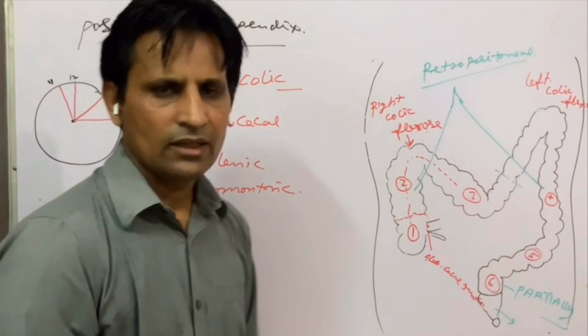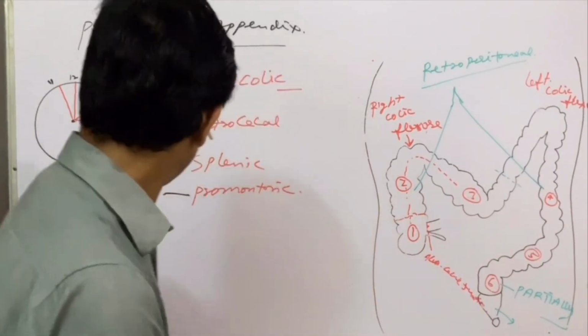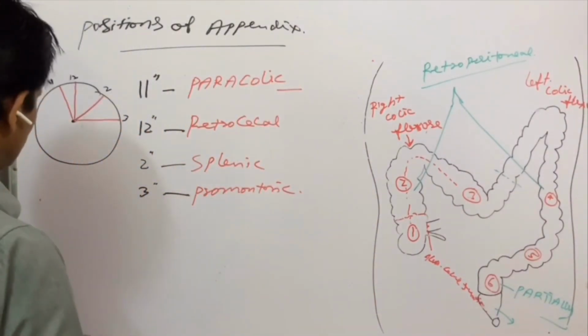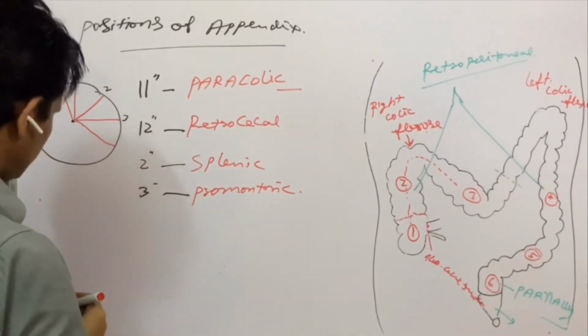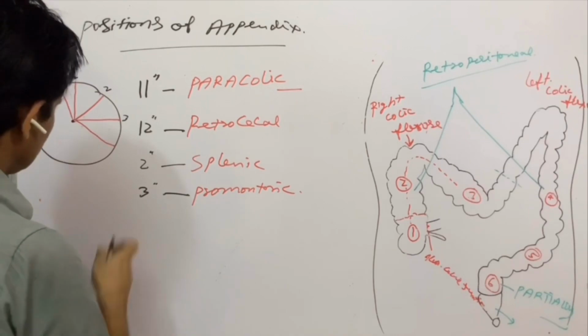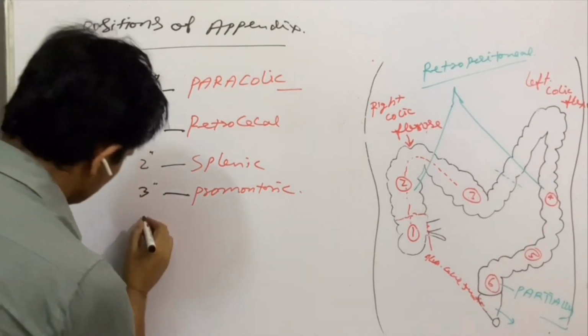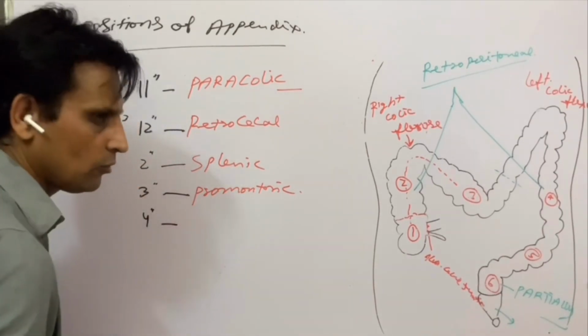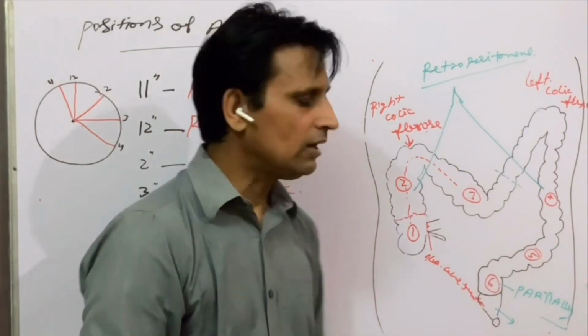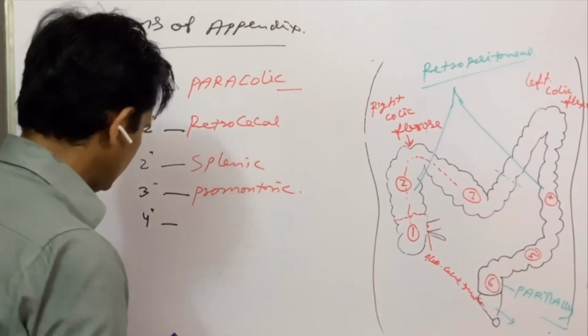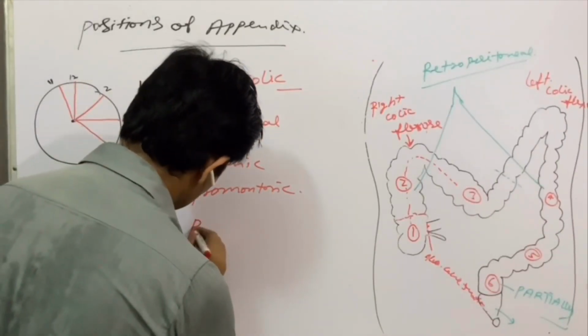The next one is the 4 o'clock position, and the 4 o'clock position would be like this. This is 4, and this one is the 4 o'clock position. The 4 o'clock position is normally known as the pelvic position.